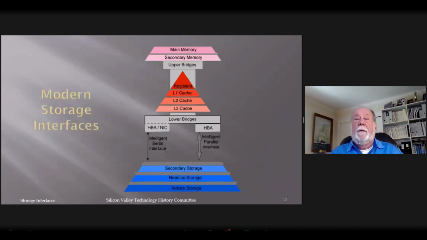From a current perspective, the interfaces look like this. We have an upper bridge, which talks to main memory and secondary memory. On the chip, there are the registers and a bunch of caches. And then we have a lower bridge, which provides a variety of interfaces. Early on, it was intelligent parallel interfaces, and now it's pretty much all intelligent serial interfaces that then talk to all of the storage, secondary, nearline, and tertiary.